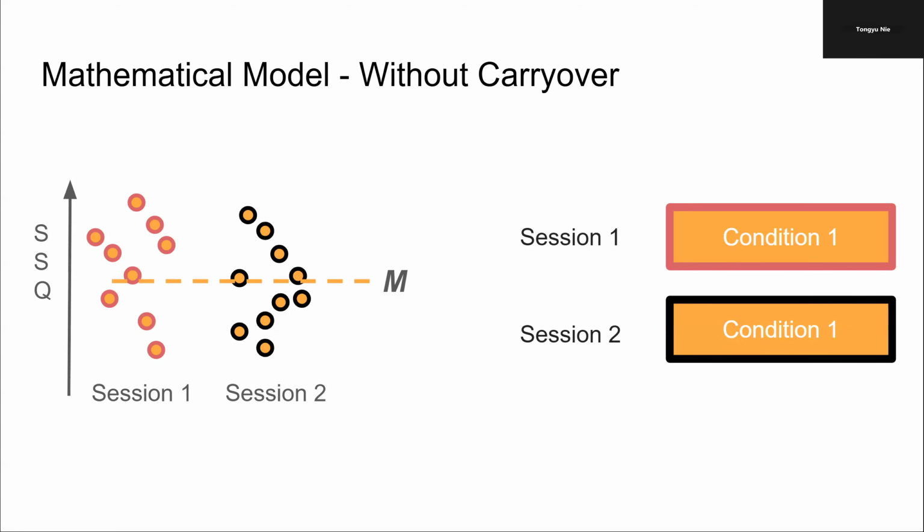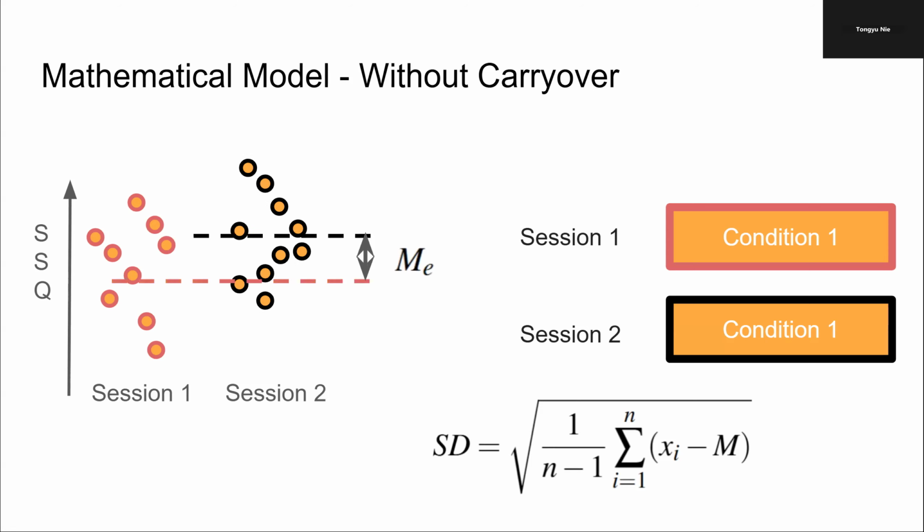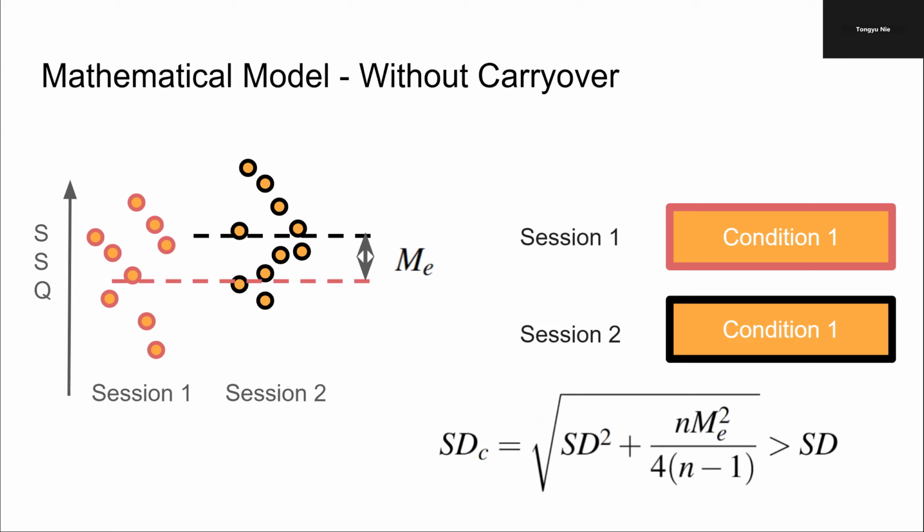For one of the conditions, say condition 1, we have n data points, which are SSQ scores in this case. By definition, the overall standard deviation is this equation. However, the second session is affected by carryover effects. The mean of the second session is increased by ME. We need to know ME to quantify the carryover effects in within-subject design. In this case, the combined standard deviation SDC is described by the new equation, and SDC is the result reported in papers, which is greater than SD without carryover effects.